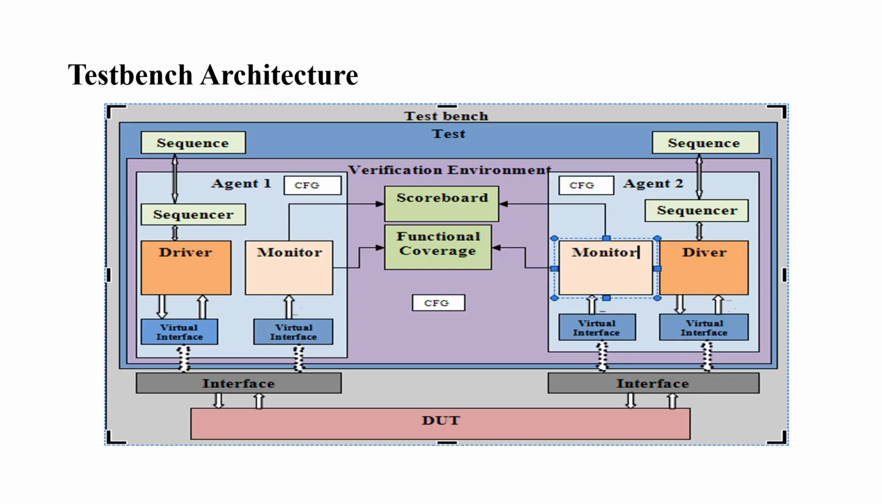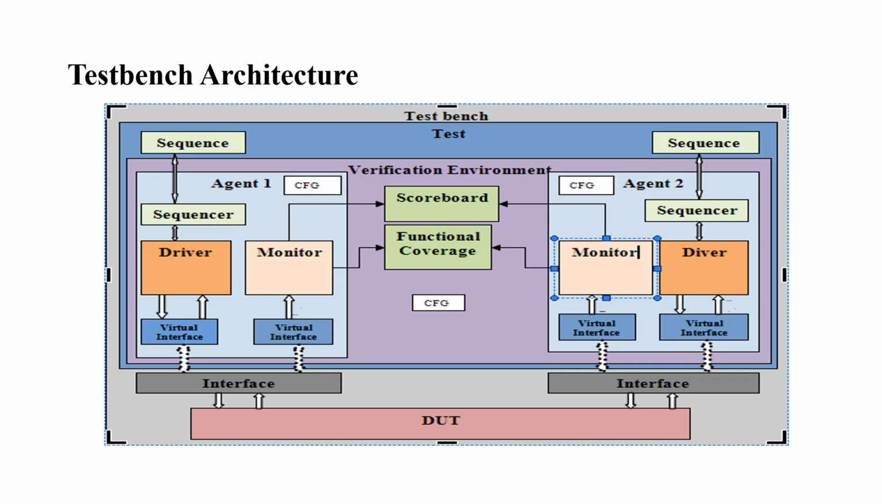Once the scoreboard comparison has been completed, we are going to sample the data in the monitor to get the coverage report. That is why here from the monitor itself we are giving the connection to the functional coverage. Once the expected coverage percentage has been reached, then we give the closures. Okay, this is how the testbench architecture looks.